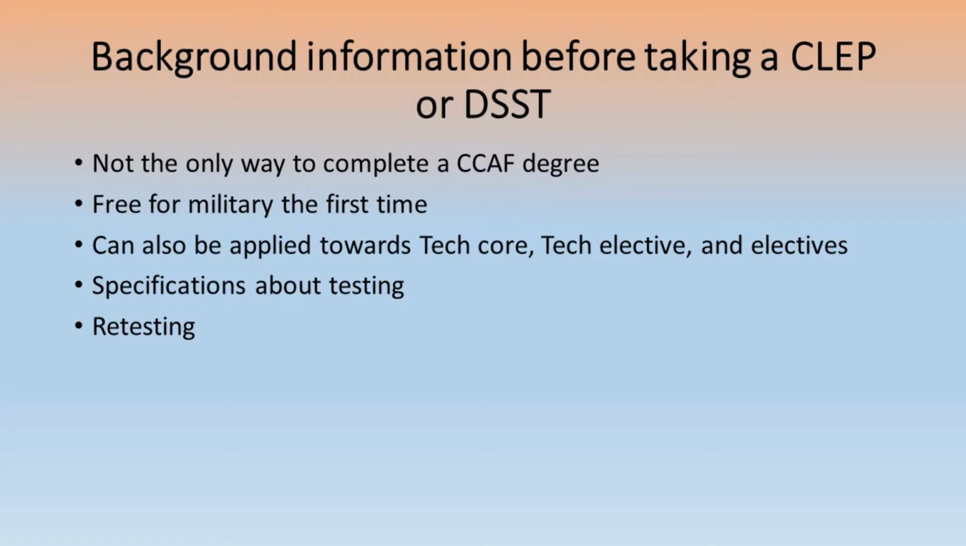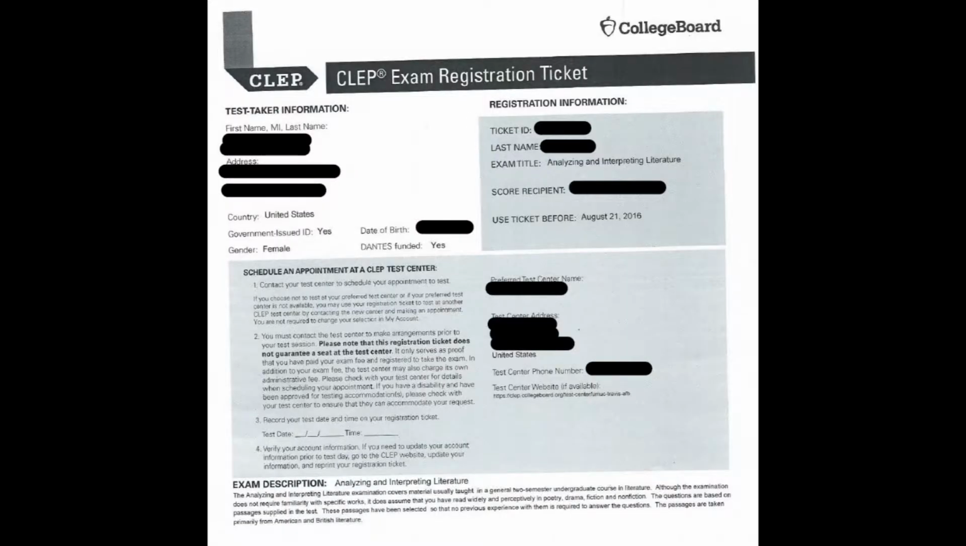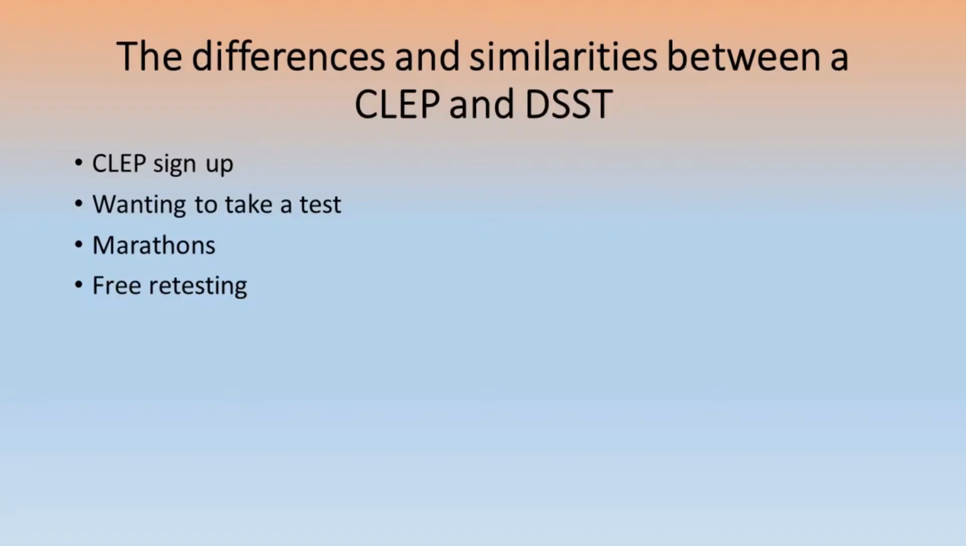In this next section, I would like to cover some of the main differences and similarities between CLEPs and DSSTs. The first major difference is CLEPs require test takers to sign up on their website before taking each test, and a CLEP will have a certain amount of time in which the test has to be taken once the member signs up, which is usually about a 3-month period. Next, no matter if a CLEP or DSST is taken, the member has to schedule a test day and time at a proctoring location where the member wishes to take a test.